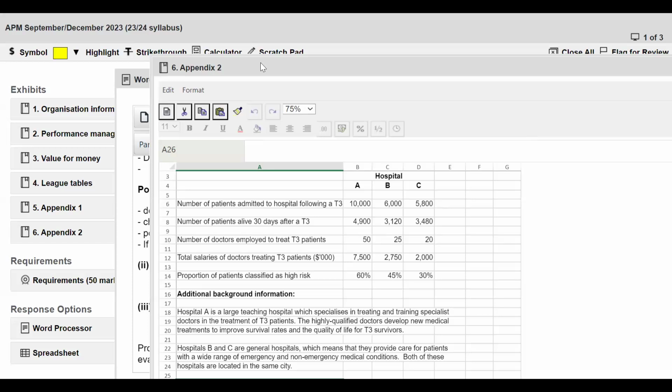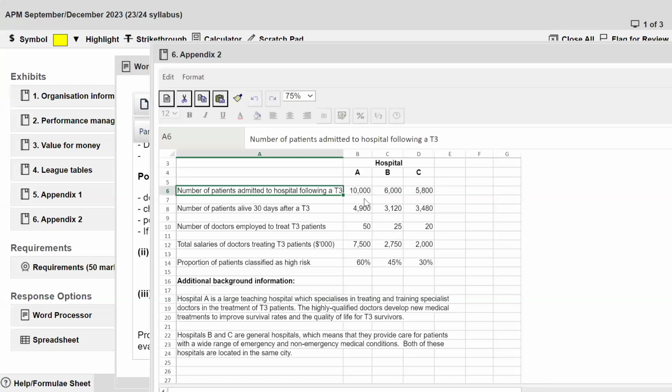Okay, now let's see. So we could try to see what the different measures are that we can have. It says number of patients admitted to hospital following a T3, for A, B, and C. Number of patients alive is this. Number of doctors employed to treat T3 patients is this. Total salaries of the doctors treating the T3 patients is this. The proportion of patients classified as high risk: so we have the proportion of the patients which are classified as high risk.